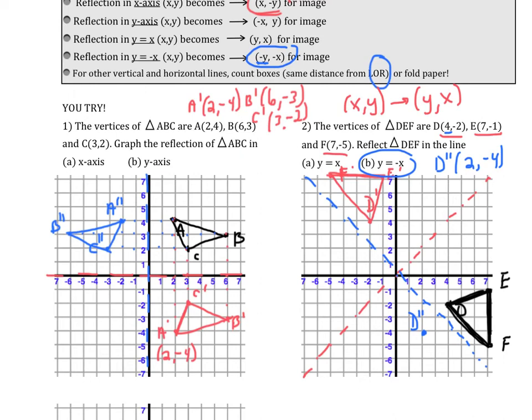For the point E, if we follow that rule, E double prime would then be at 1, comma, -7. So you're switching the x and the y, and you're changing the signs. And then finally for point F, to get F double prime, we want to switch the x and the y, we'll get 5, comma, -7. And there's your triangle.